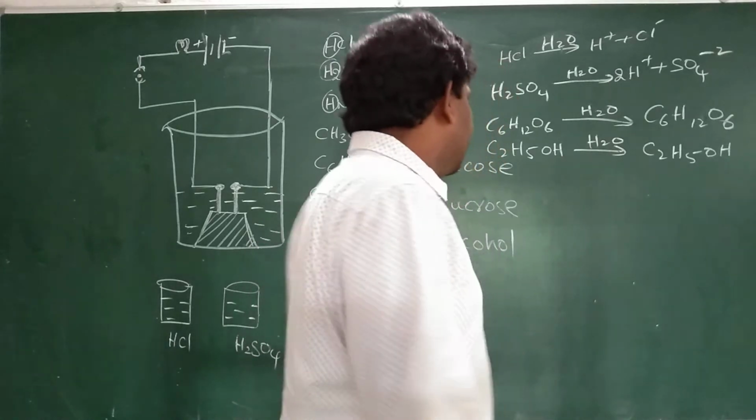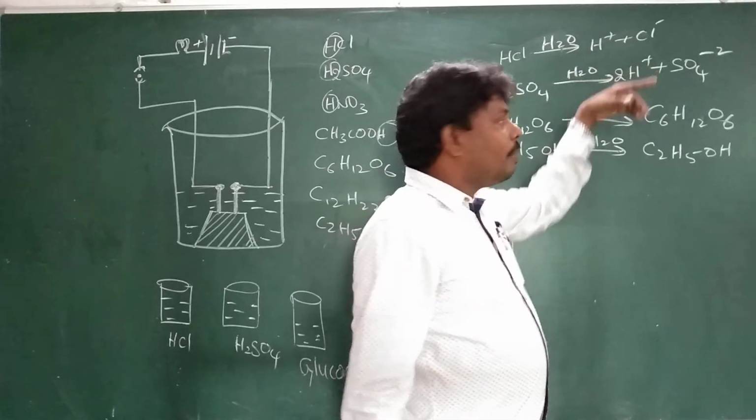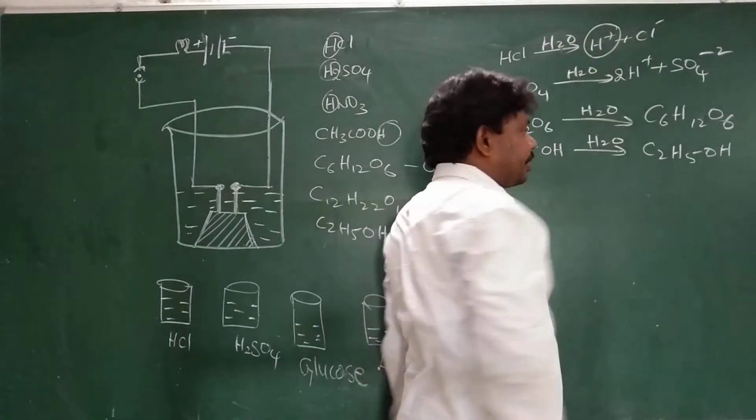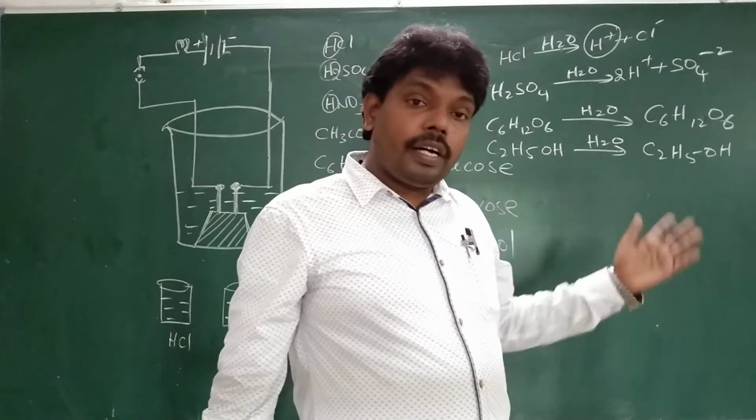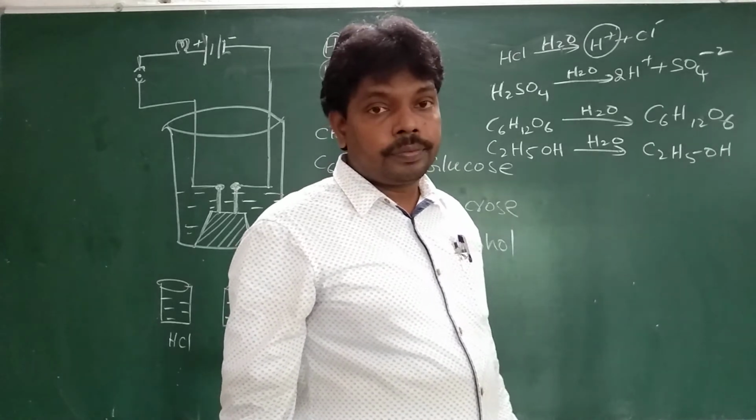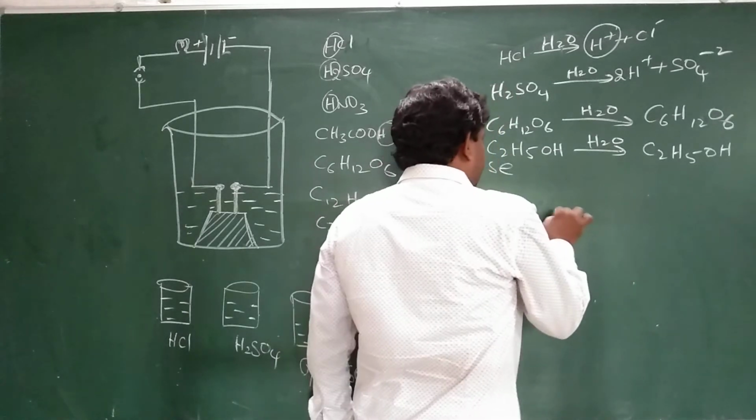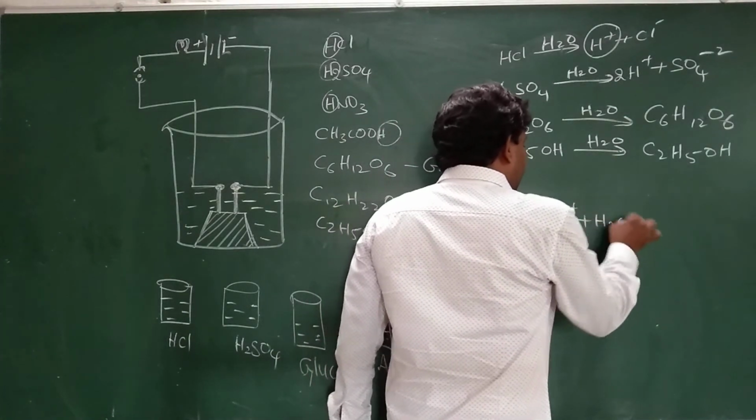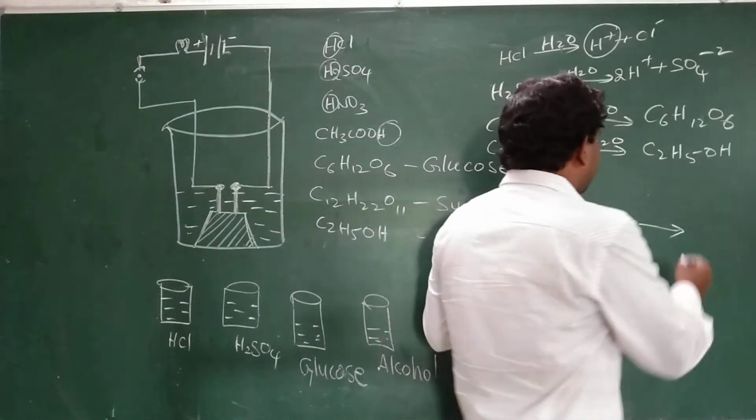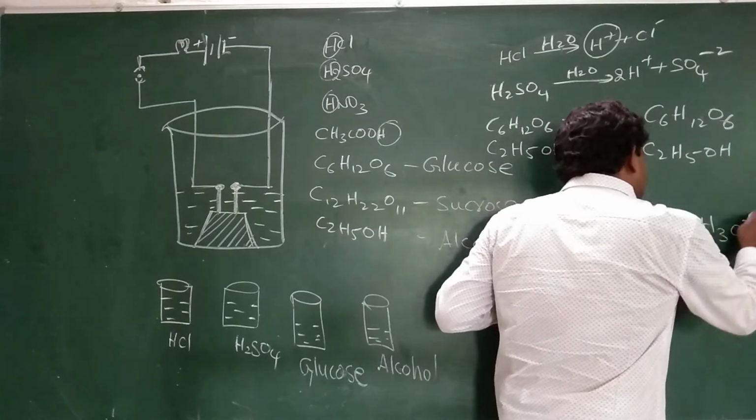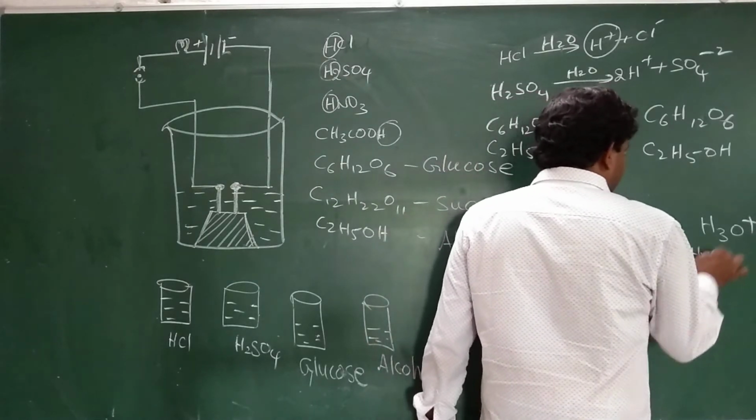Here I have to say another concept. When HCl is dissolved in water, it gives H plus, but H plus does not exist in the form of a hydrogen cation. Immediately it reacts with the water molecule. So water molecules are there in the acid solution, and H plus reacts with the water molecule and gives H3O plus. This H3O plus is called the hydronium ion.